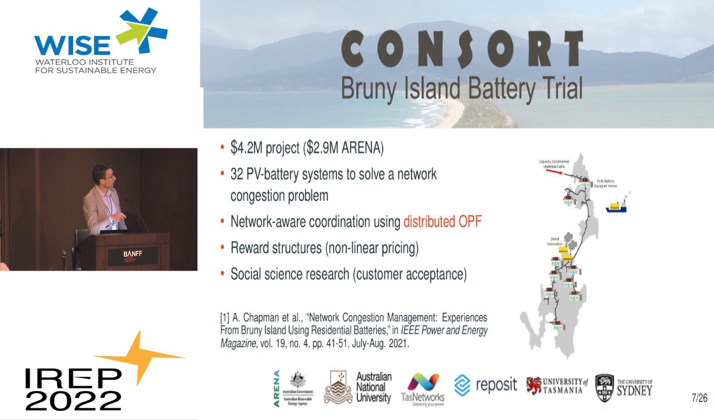Traditionally, they used a couple of diesel gensets, and TasNetworks, the network service provider in Tasmania, figured out that maybe it's better to source that additional capacity from rooftop solar and batteries. So we implemented a distributed OPF solution to coordinate all those devices in a distributed manner, and we also developed reward structures, nonlinear pricing to reward customers for participating in that scheme. We also did a social science experiment to see how customers react to that. Anyway, I don't have the time to go into details. If you're interested, there's a reference here which was recently published in IEEE Power and Energy magazine.